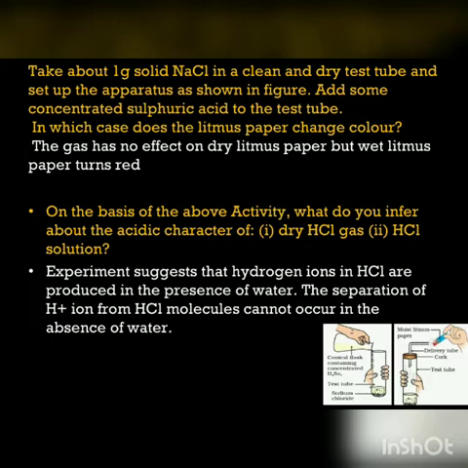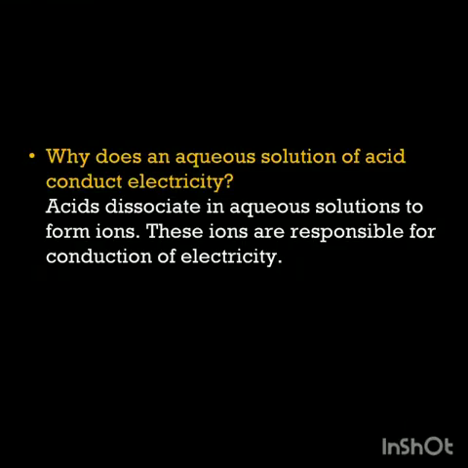On the basis of the above activity, what do you infer about the acidic character of dry HCl gas and HCl solution? Experiments suggest that the hydrogen ions in HCl are produced in the presence of water. The separation of hydrogen ions from the HCl molecules cannot occur in the absence of water. Why does an aqueous solution of acid conduct electricity? Acids dissociate in aqueous solution to form ions. These ions are responsible for conduction of electricity.